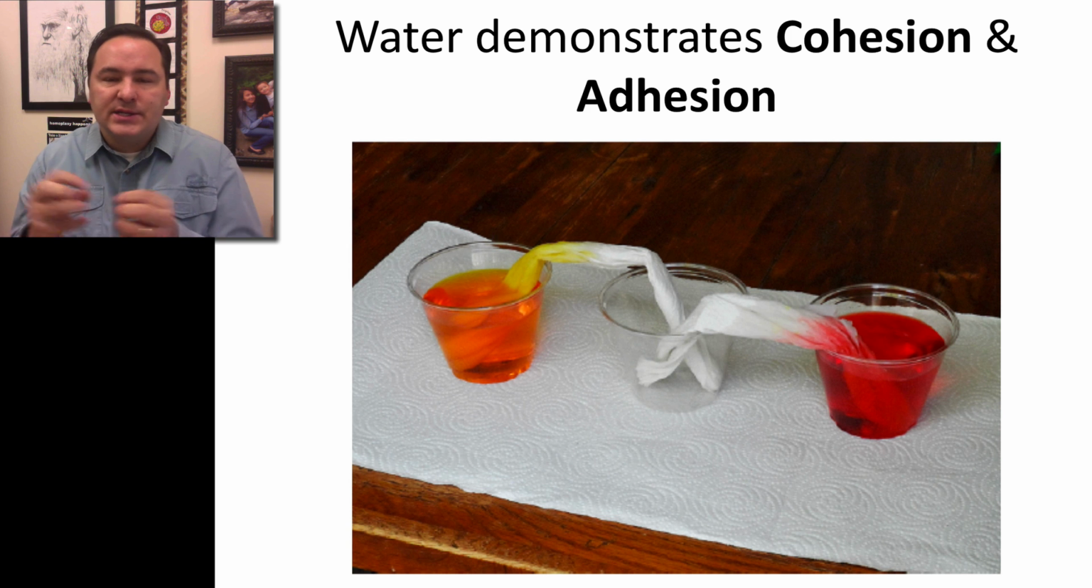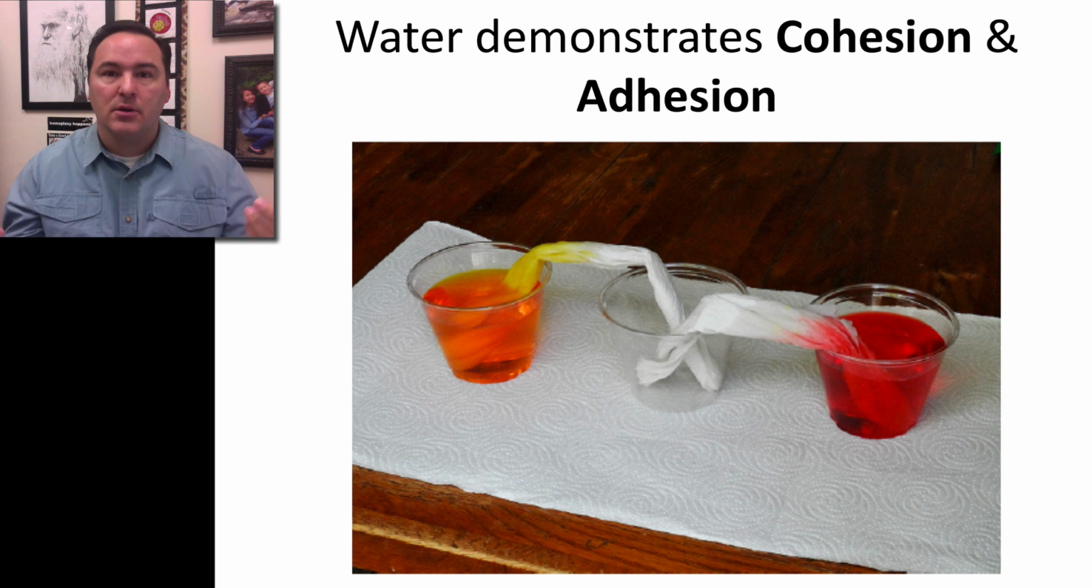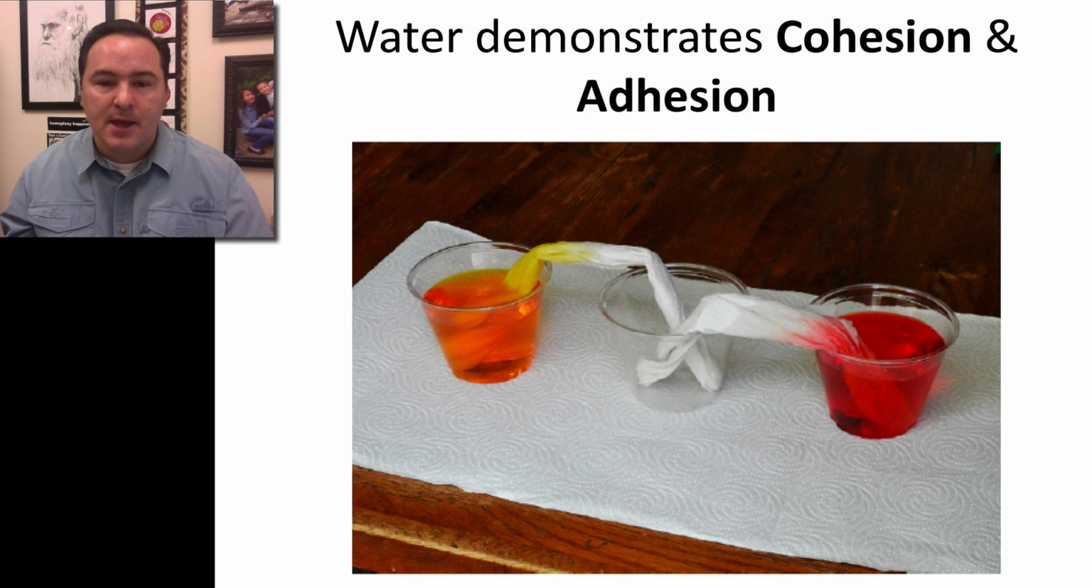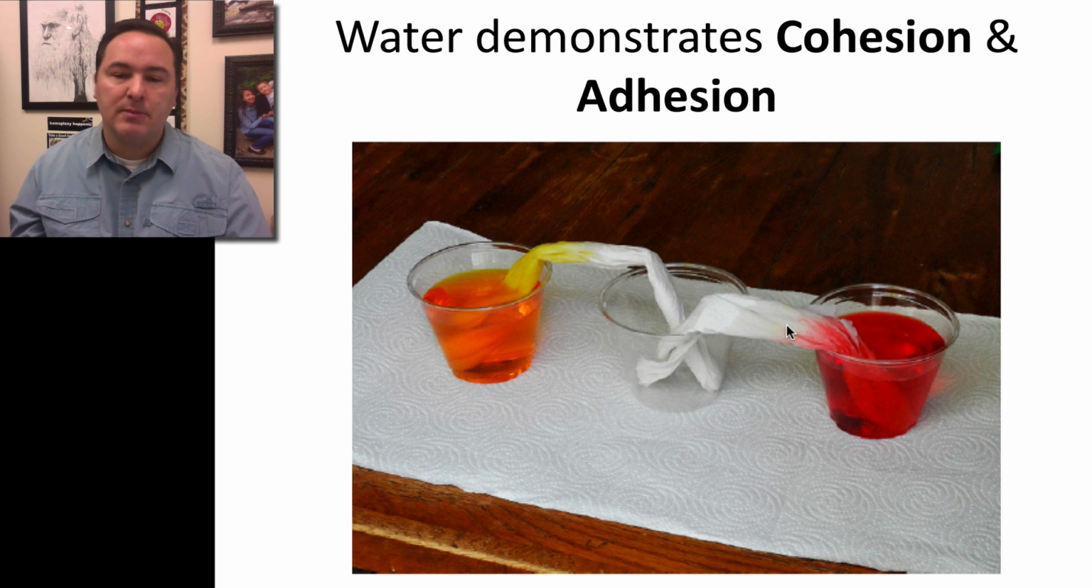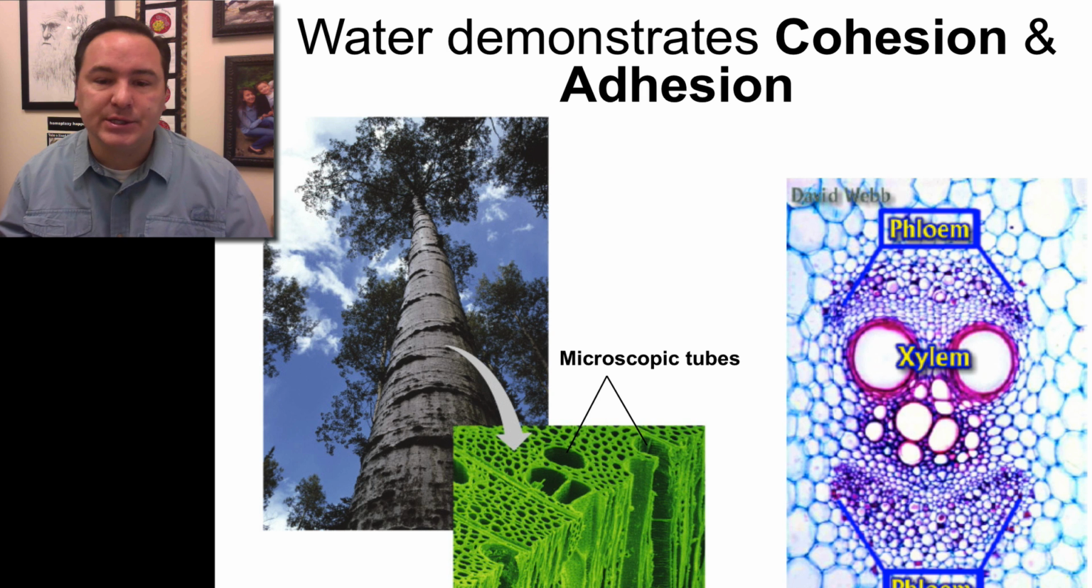So because water sticks to itself, it has these two properties called cohesion and adhesion. Cohesion is the attraction of water molecules to themselves, whereas adhesion is the attraction of water molecules to other molecules or other substances or surfaces. This can be demonstrated here as the water creeps up the paper towels from one cup down into another cup, where it's demonstrating both cohesion and adhesion.